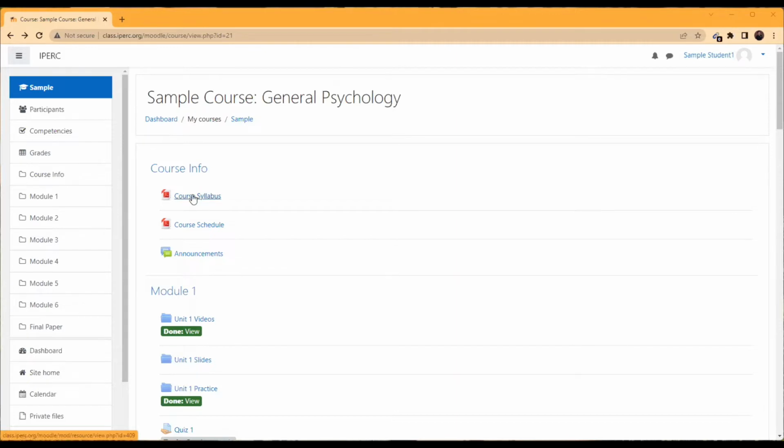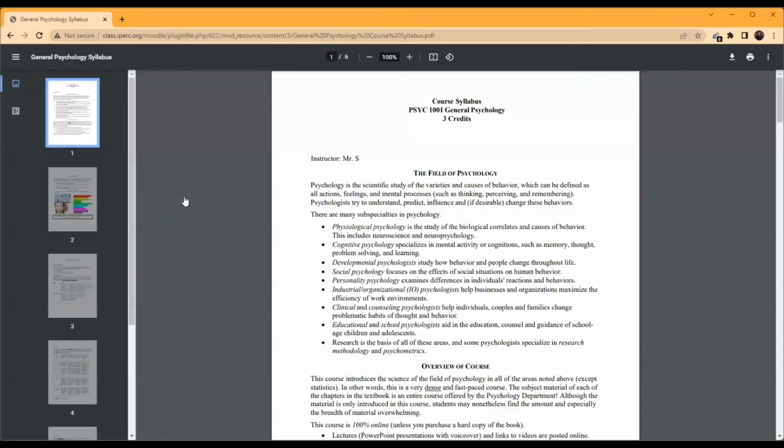Usually the course syllabus we will have under the course info or the general module before module 1, and it will say course syllabus. Okay, and we can see it's a PDF file, and we'll just click on the course syllabus. It will take us to the syllabus.